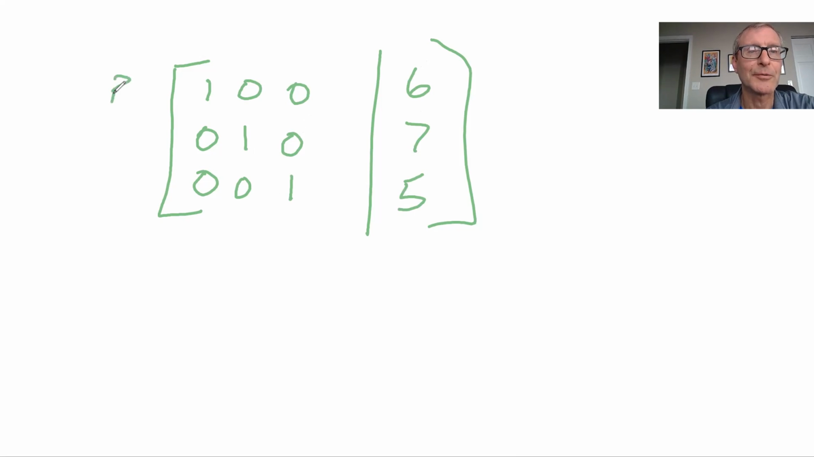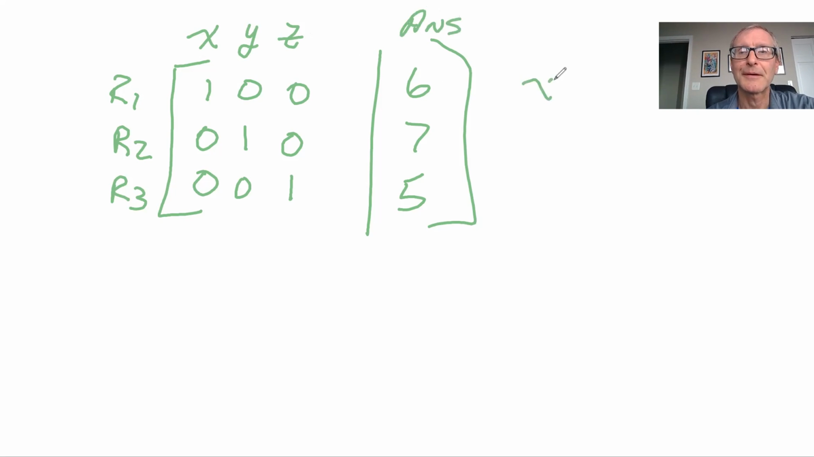Well, this would be row 1, which is equation 1, equation 2, and equation 3. This would be x, y, and z. And this would be our answer, right? So what does the first one say? X equals 6. Second one says y equals 7. And the third one says z equals 5.